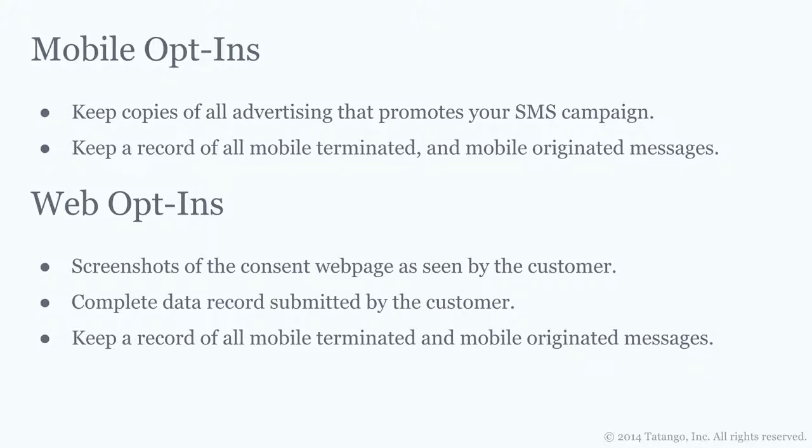Now, web opt-ins. If you have a customer type their phone number into a website, I would recommend screenshots of the consent web page as seen by the customer, and complete data records submitted by the customer. This means things like IP address, what other information they typed into the computer at the same time, things of that nature. And then keep a record of all mobile terminated, mobile originated messages. That's usually the SMS provider's responsibility. But you need to make sure the SMS provider is actually doing that. So question your SMS provider, because it's your responsibility as a business to be in compliance, and you have the burden of proof. So you have to make sure that the SMS provider is doing it, because if the SMS provider is not doing it, you're liable.